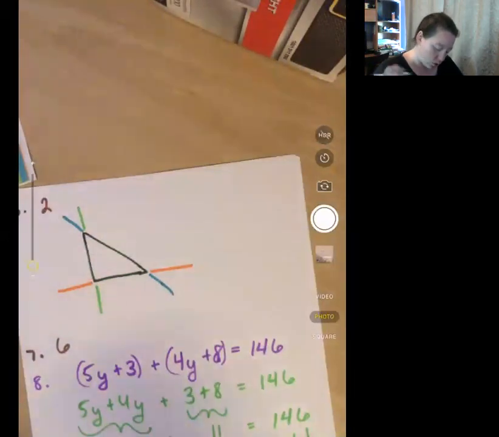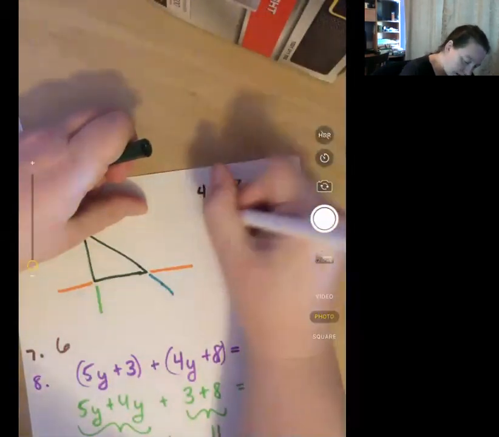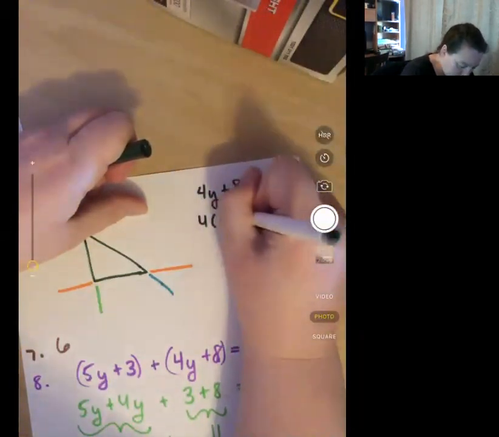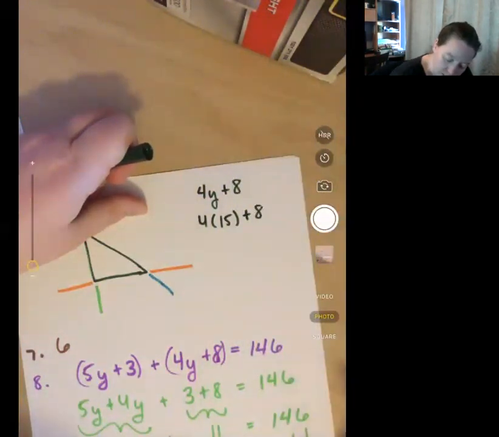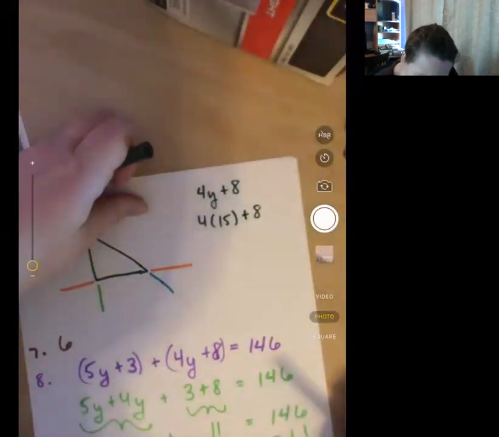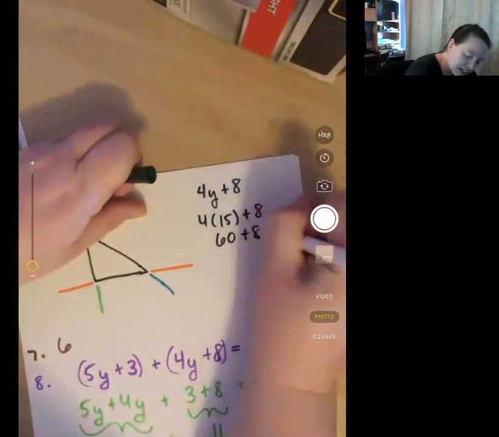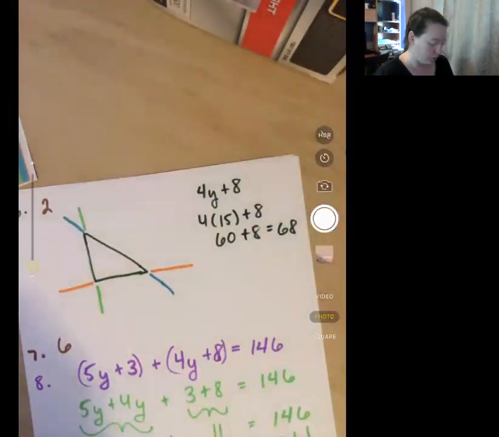Then I need to do the 4y plus 8, where y is 15. 4 times 15 plus 8. 4 times 15 is 60. Plus 8 is 68. So the angle measure for N is 68 degrees. Okay. Then over on the guided practice.